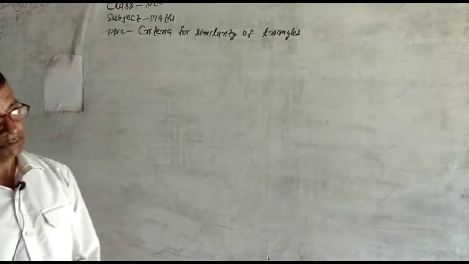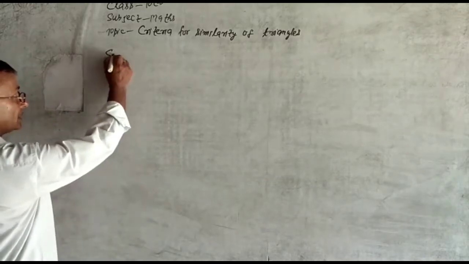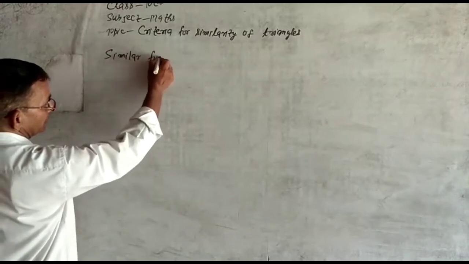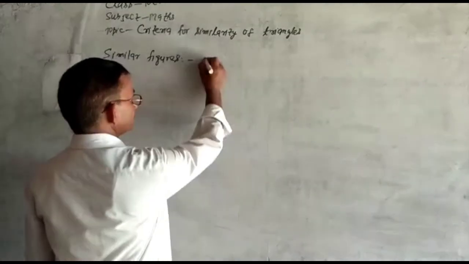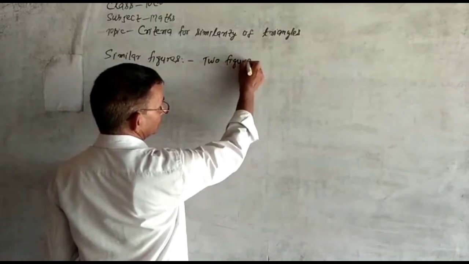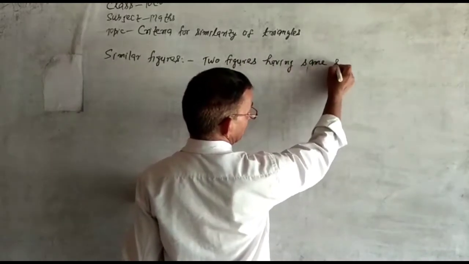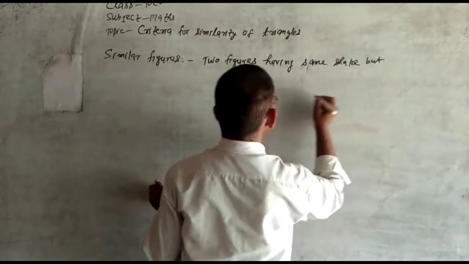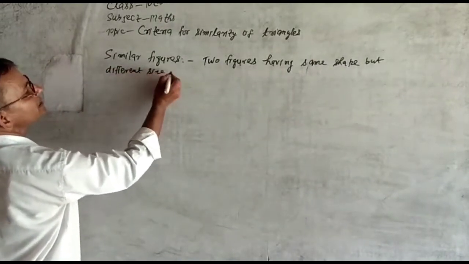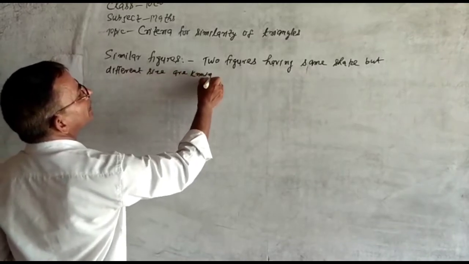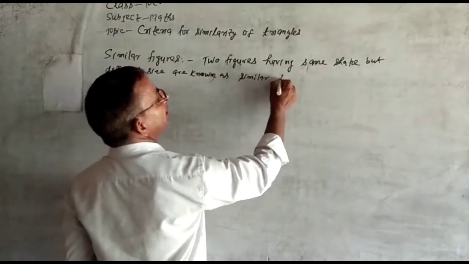Today I am going to teach about criteria for similarity of triangles. First of all, we will know about similar figures. Two figures having the same shape but different size are known as similar figures.